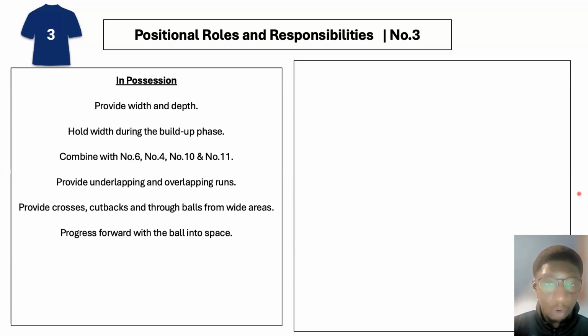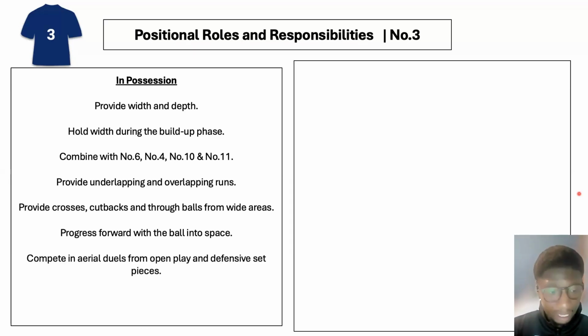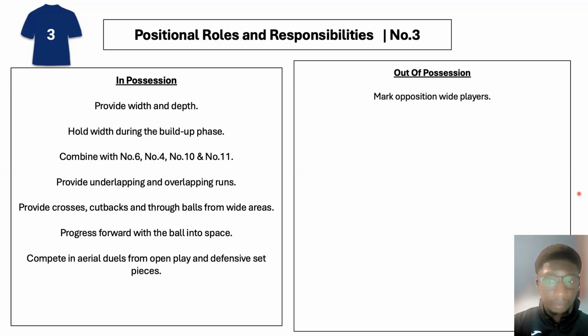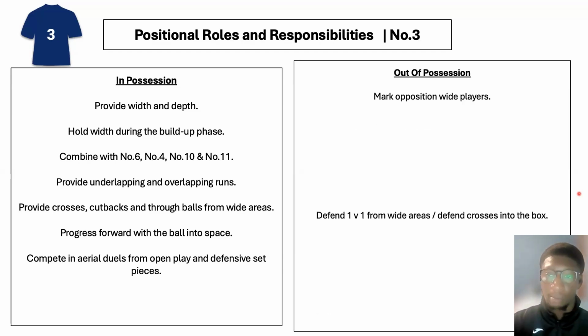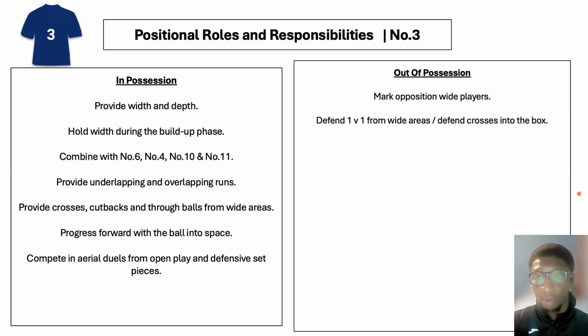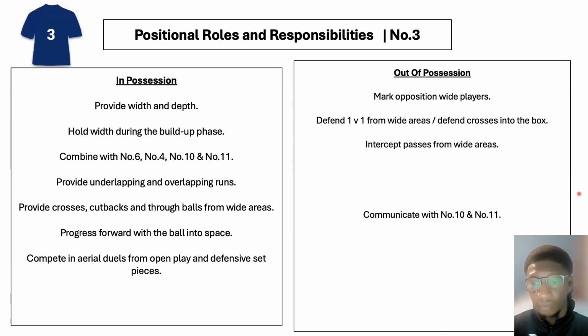Progress forward with the ball into space. So again, dribbling, driving into space. And again, competing with aerial duels from open play. Okay. Again, similar to the number 2, the left back, number 3 will look to mark the wide players, defend 1v1 from wide areas, defend crosses into the box, intercept passes from wide areas.